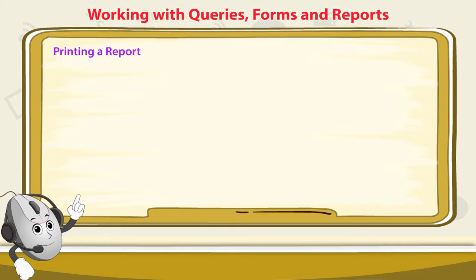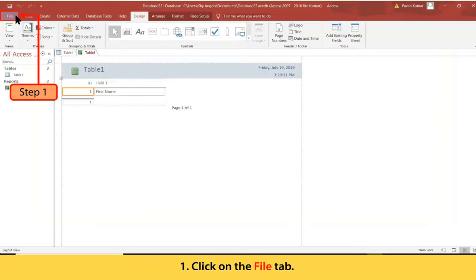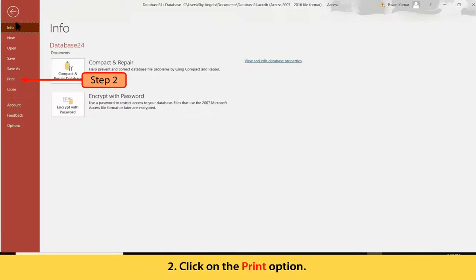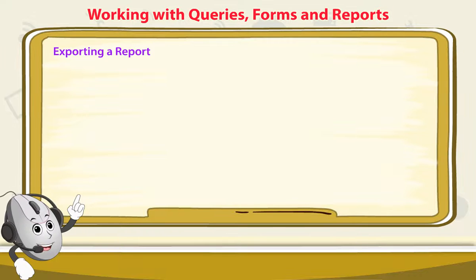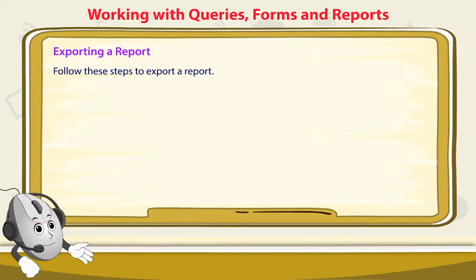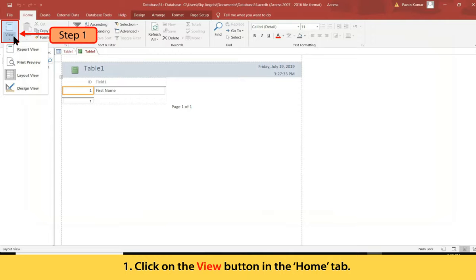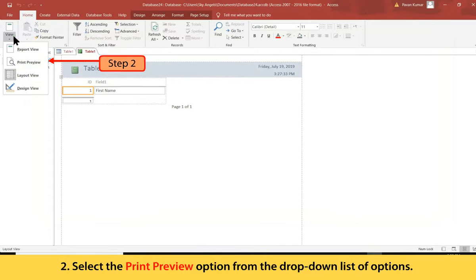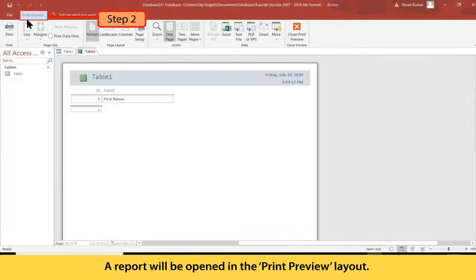Printing a report. Follow these steps to print a report. 1. Click on the File tab. 2. Click on the Print option. Exporting a report. Follow these steps to export a report. 1. Click on the View button in the Home tab. 2. Select the Print Preview option from the drop-down list of options. A report will be opened in the Print Preview layout.